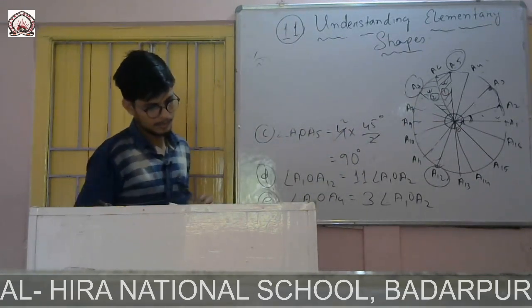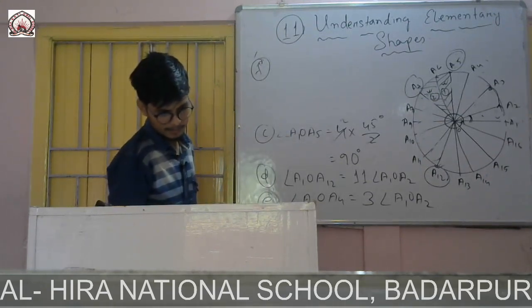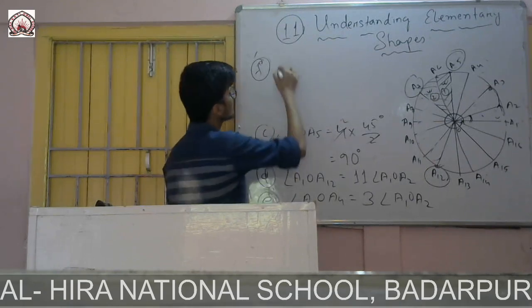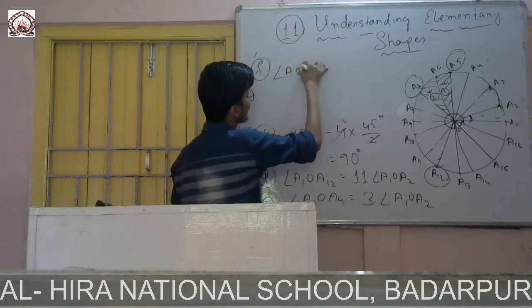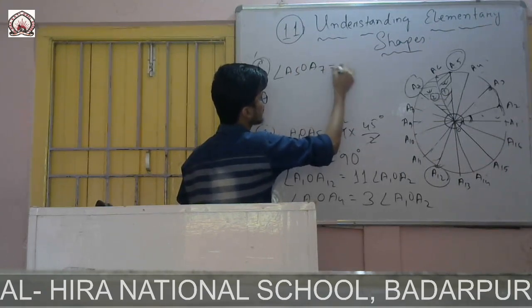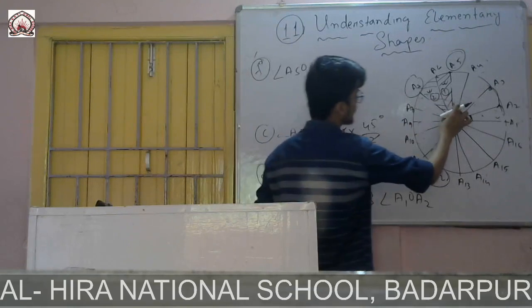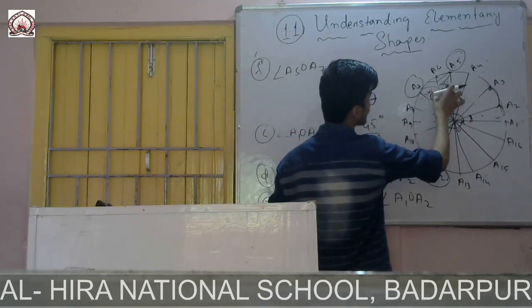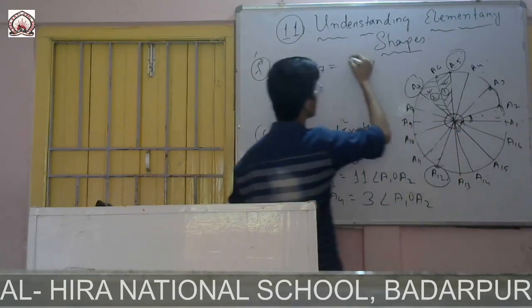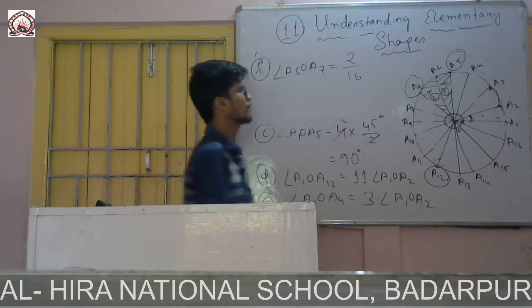So you write F. It is given angle A5 or A7. A5 or A7 equals to, how many angles do you see? 1 and 2. That means 2 parts, and total parts is 16. That means 2 by 16 of the whole revolution.